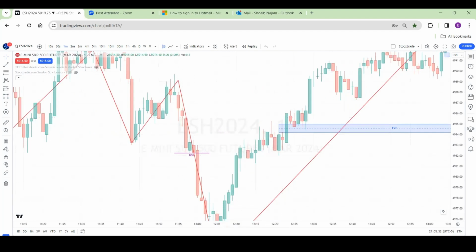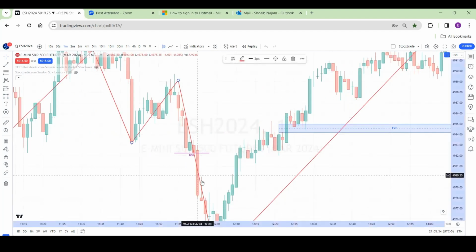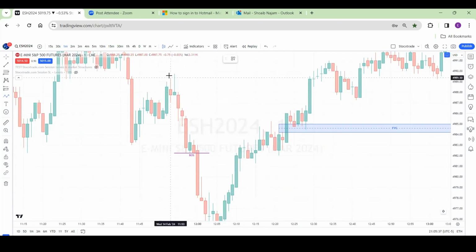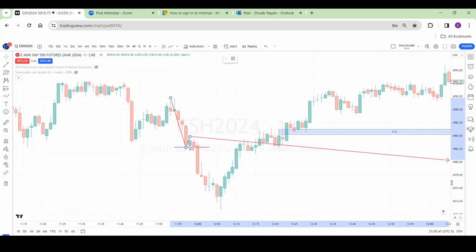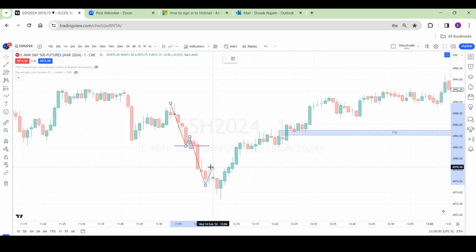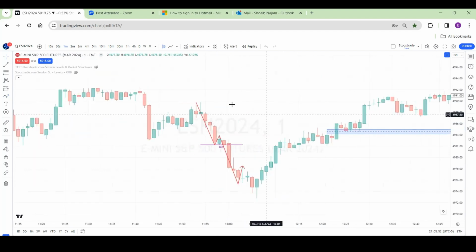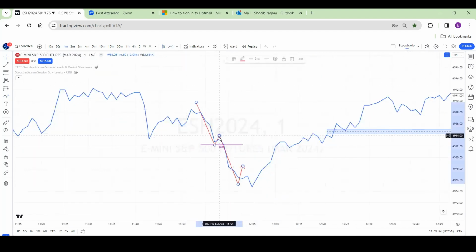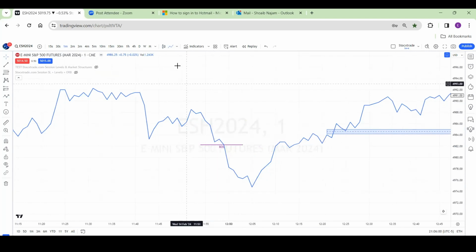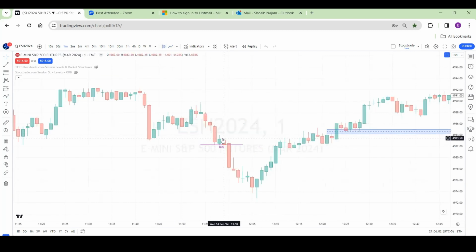If you see, the market from here came down, then it is creating a high, lower high. If you see this green candle, then lower low, then lower high. Okay, let me show you in the line chart. See, low, then high. Small, a little bit, but there is a high. And the same thing you can see in the candles.